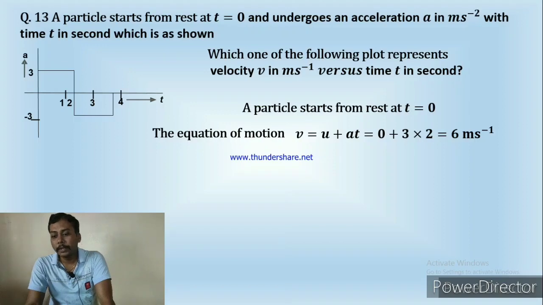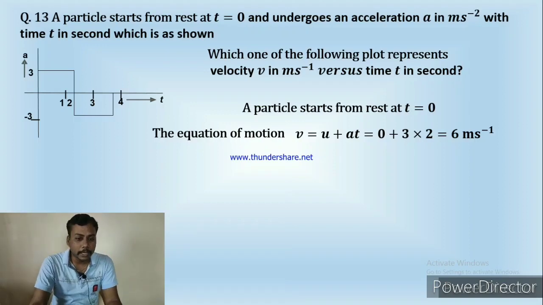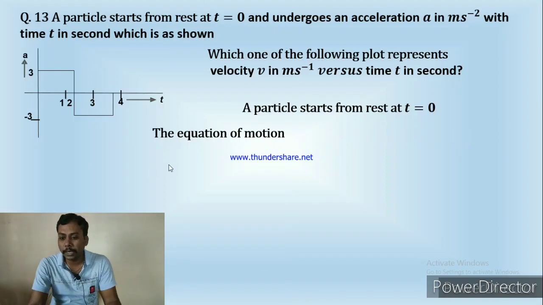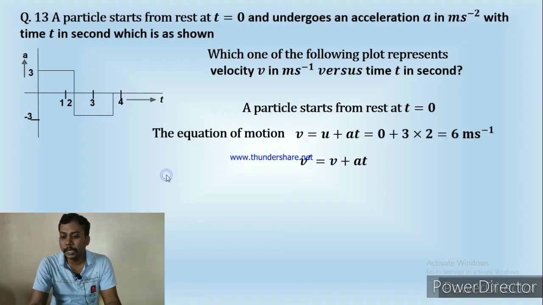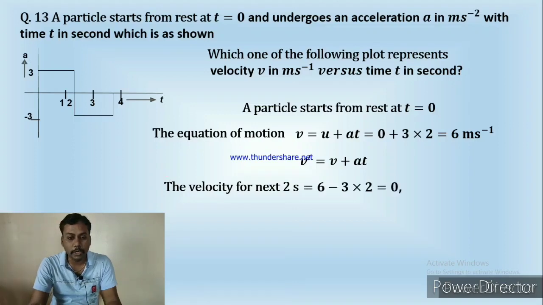Now v dash is here, v plus at. Now the velocity for the next 2 seconds. Here after 2 seconds, because time t is there 1 and this is 2 seconds. So what is the velocity here? Velocity for the next 2 seconds is 6 minus 3 into 2 is equal to 0. That is 6 minus 6 is equal to 0. Why is it negative here? Because the acceleration is negative, retardation is there. So this is minus 3 into 2 is equal to 0. So after 2 seconds the final velocity becomes 0. Now it means that v dash is equal to 0.